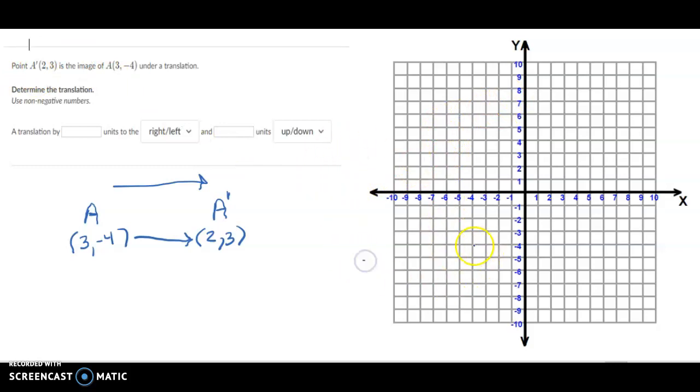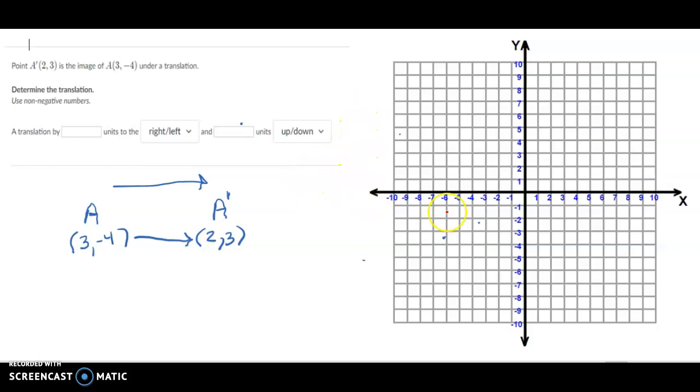Sorry, I lost my cursor there for a second.